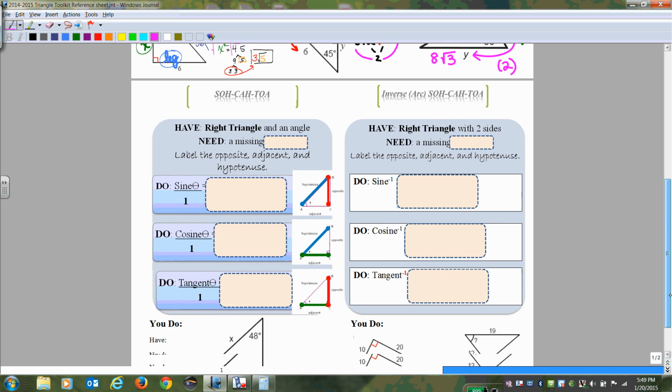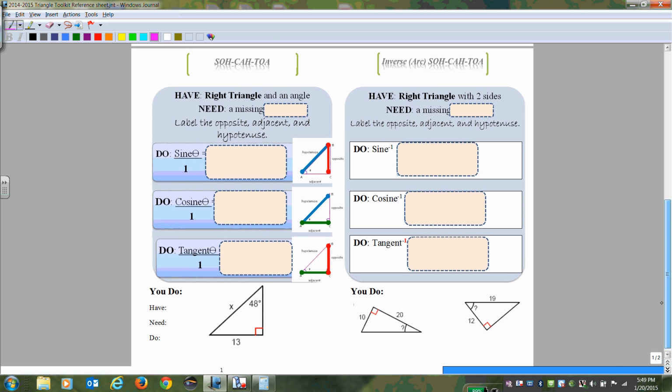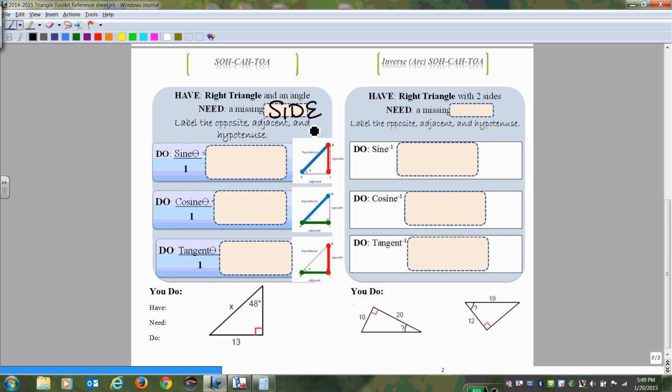Now here's the other 2, SOHCAHTOA and inverse SOHCAHTOA. On the left, if you have a right triangle and an angle and you want to find a missing side, you're going to do SOHCAHTOA. On the right, if you have a right triangle with 2 sides and you want to find a missing angle, you do inverse SOHCAHTOA.